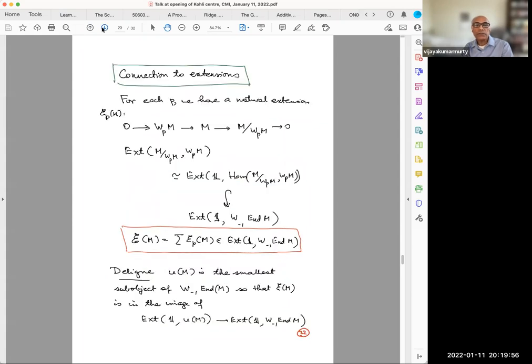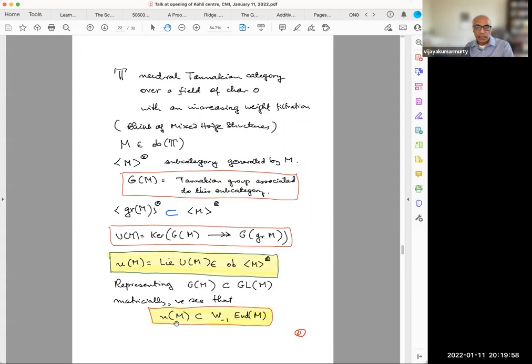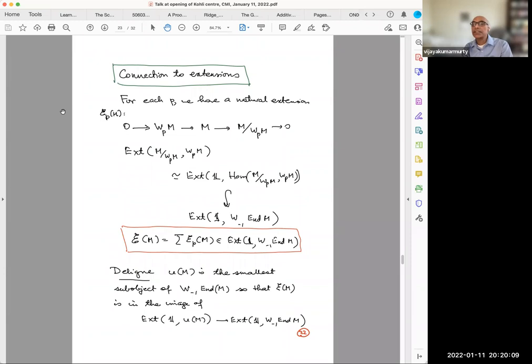Okay, so now we're going to say that the unipotent radical is large when you have equality here. And we're going to look at motives where the unipotent radical is large. There's a connection to extensions. Whenever I see P, I'm sorry, I'm a number theorist, I think of primes, but here P is not a prime.